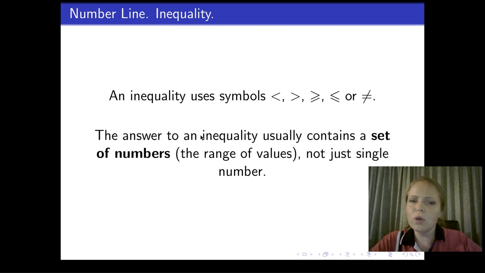It's a little bit more complicated with inequalities because an inequality contains symbols like less than, greater than or equal to, smaller than or equal to, or not equal at all. Many symbols. What does it mean? The answer to the inequality usually contains a set of numbers. It's not just one number, like in the previous example, x equals 6, just one number. Here is a range of values.